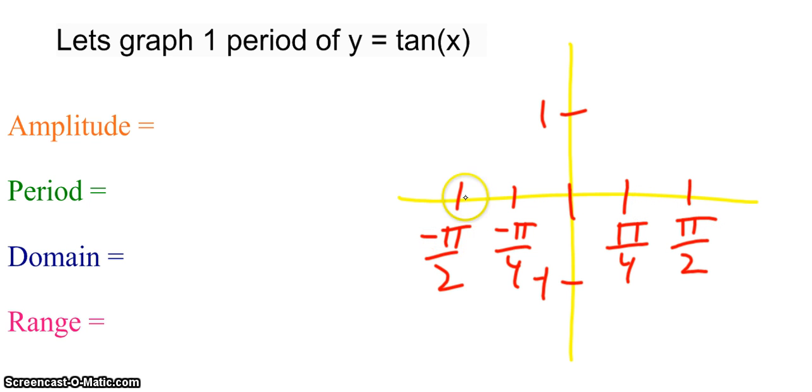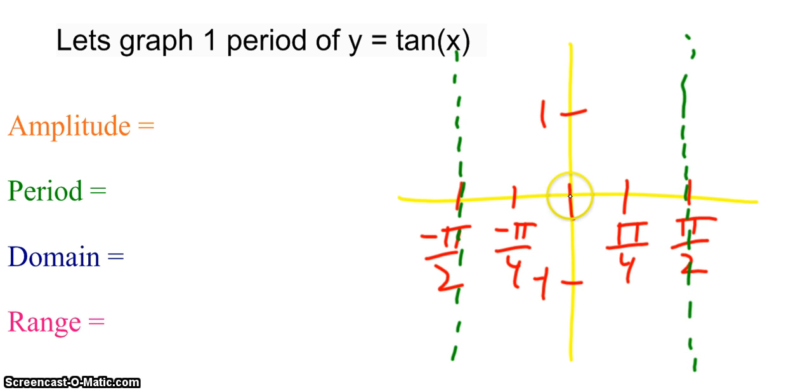What is the tangent of -π/2? It is undefined, so that is an asymptote. What is the tangent of π/2? Also undefined, so that is an asymptote. What is the tangent of 0? It is 0. What is the tangent of π/4? It is 1. What is the tangent of -π/4? It is -1. And then I draw my curve.